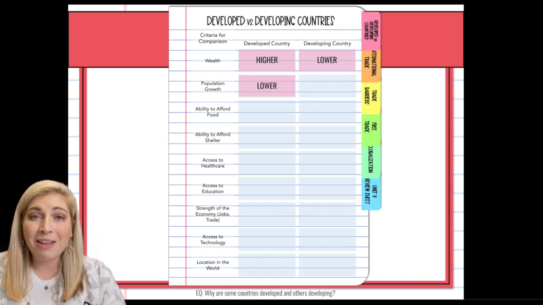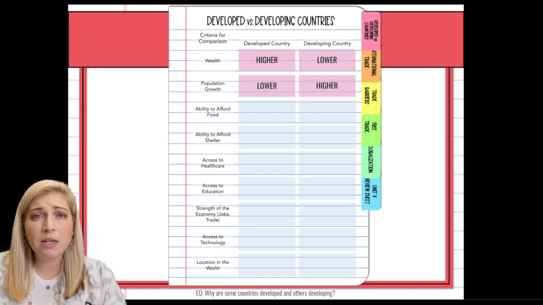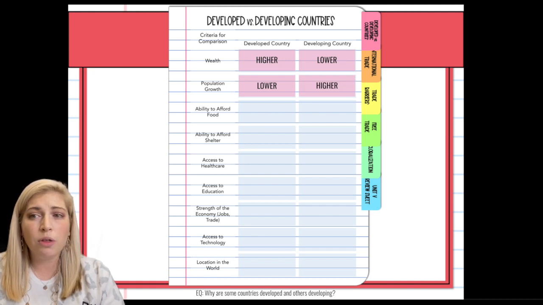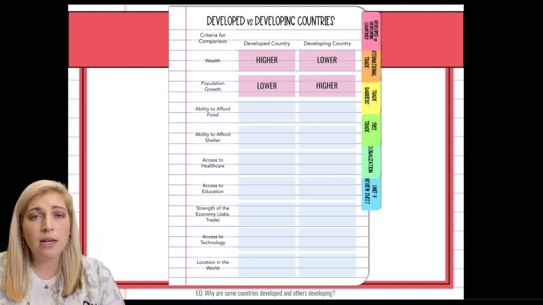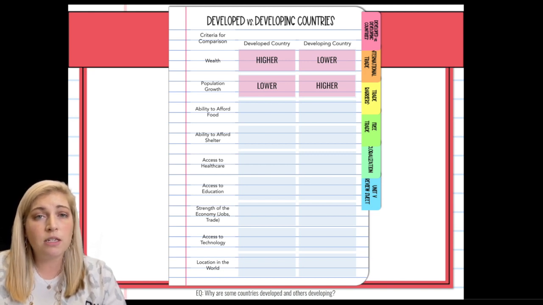Population growth. In a developed country, we're going to have lower population growth than in a developing country, which has higher population growth. And this could come down to the simple concept of possibly in a developing country, they have lack of medicine, lack of healthcare, lack of education. Whereas in a developed country, there are all of those things established.